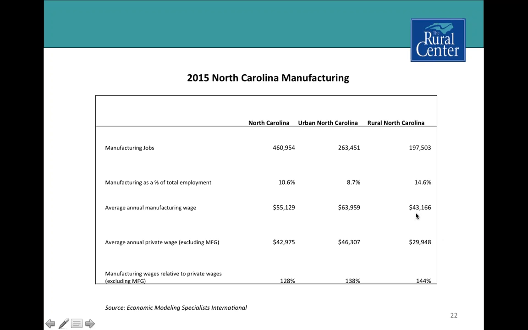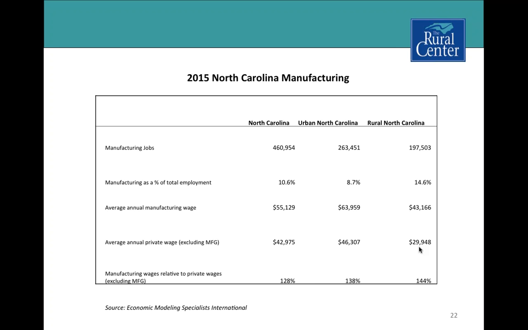But the reality also is that manufacturing pays a higher average wage than any other kind of private non-manufacturing employment. For example, the average wage in rural North Carolina in manufacturing was 43,000. For average annual private wage, excluding manufacturing, it was a little under 30,000. Now there are higher paying jobs out there. For example, in nursing, there's a great demand for nurses all across the state, including rural areas, and rural nurses can be paid quite well.